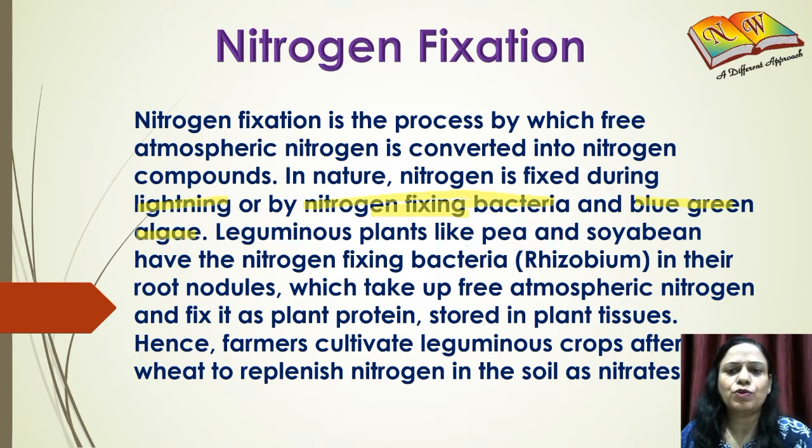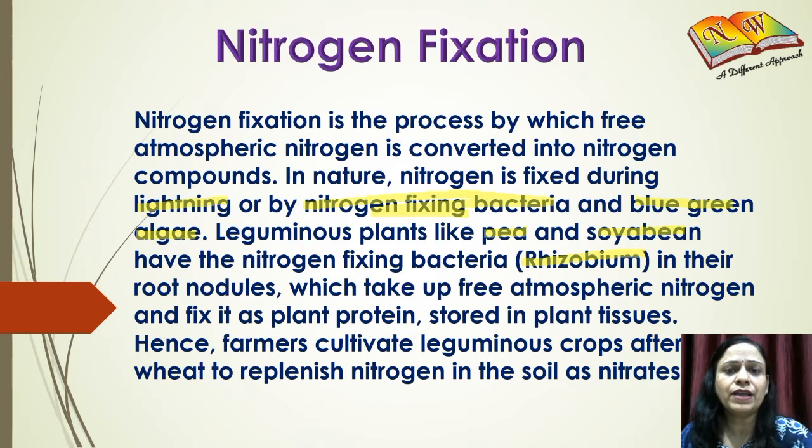Leguminous plants include plants like pea, soybean, and all the pulses that you know. They are all considered to be leguminous plants, and they have in their root nodules rhizobium bacteria, which is a nitrogen fixing bacteria, which has this special ability to convert atmospheric nitrogen into nitrogenous compounds in the soil.